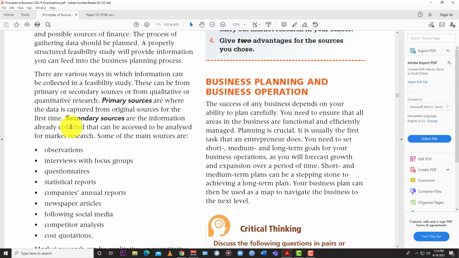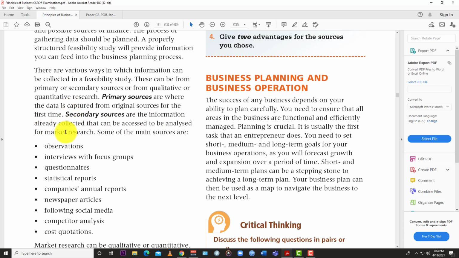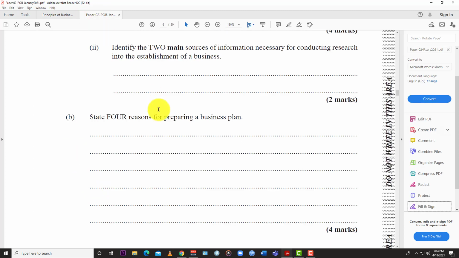You can get your primary resource from things like observations, interviews, questionnaires, and you can get your secondary resources from things like statistical reports, company annual reports, newspaper articles, following social media, competitive analysis, etc. So you list those two: primary resource, secondary resource, and you should get your 2 marks.